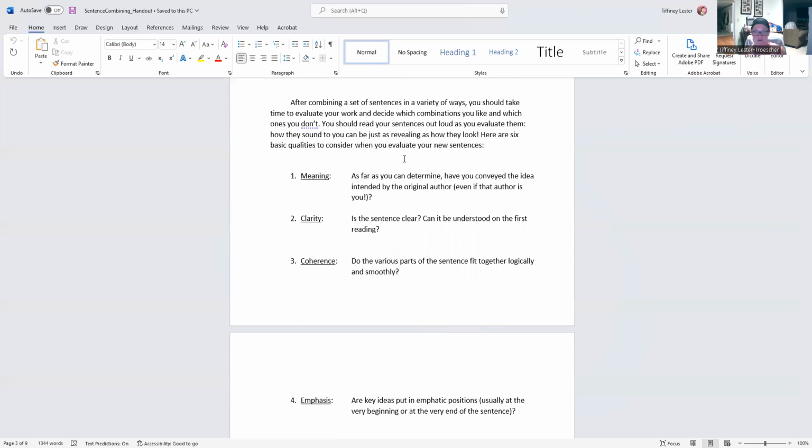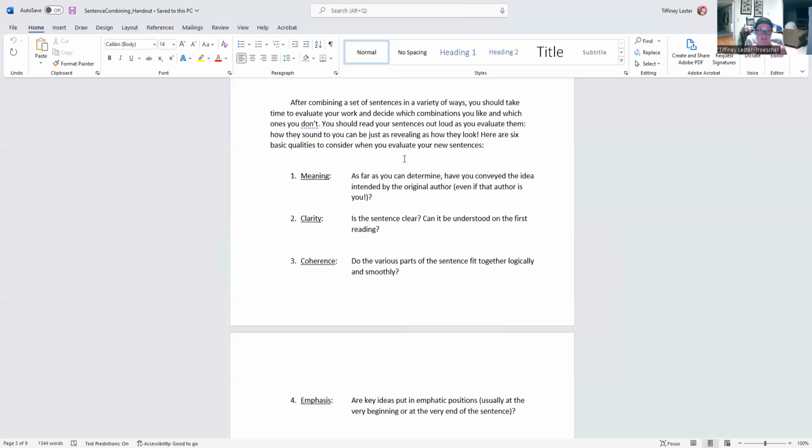Clarity can be understood the first time through, because you're taking different ideas and trying to put them into 1 single sentence. You have to make sure that you have arranged them in a way that it reads clearly the first time through. Coherence. Have you put them together logically? Have you grouped together ideas logically?